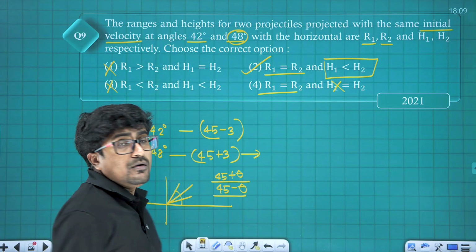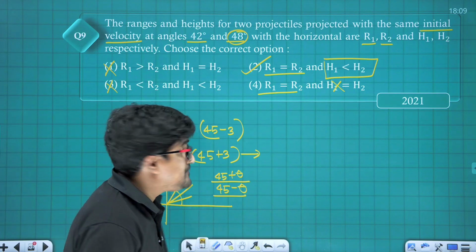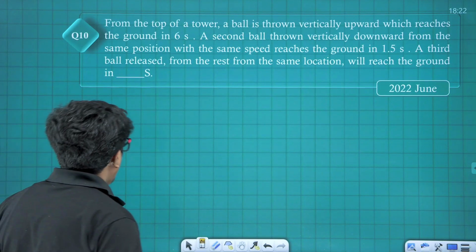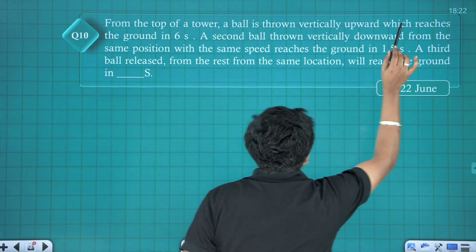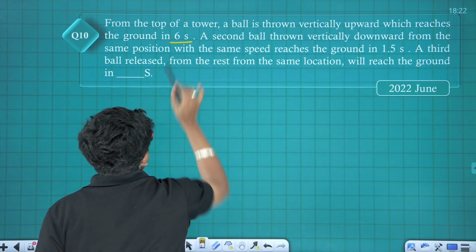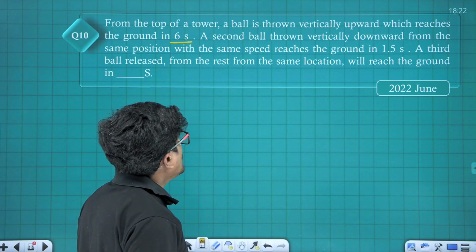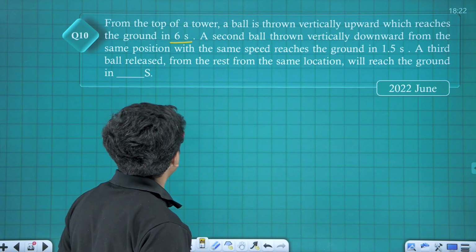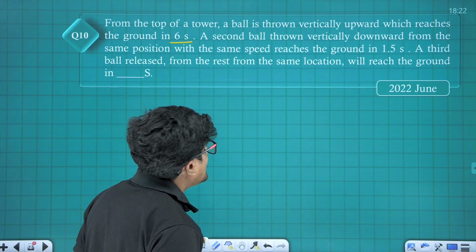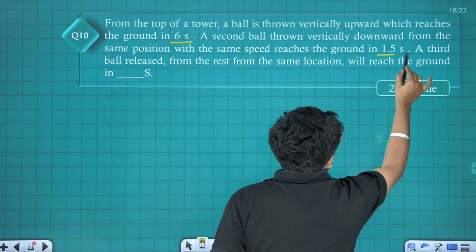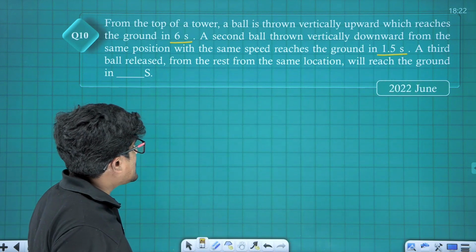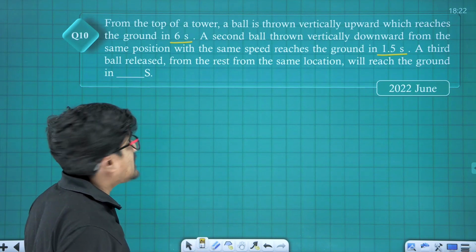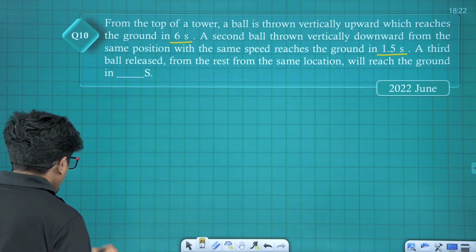Okay. Now let's move to question number 10. The question says, from the top of a tower, a ball is thrown vertically upward which reaches the ground in 6 seconds. A second ball thrown vertically downward from the same position with the same speed reaches the ground in 1.5 seconds. Now, a third ball is released from rest from the same location which reaches the ground in that many seconds. That is the question.